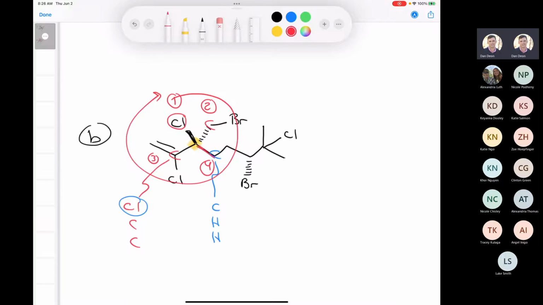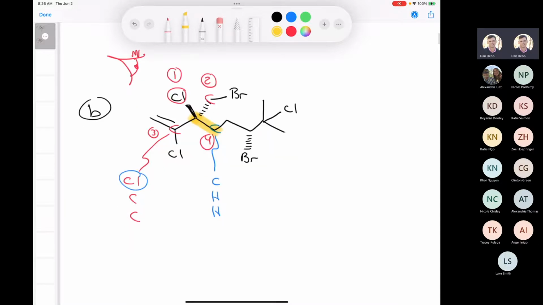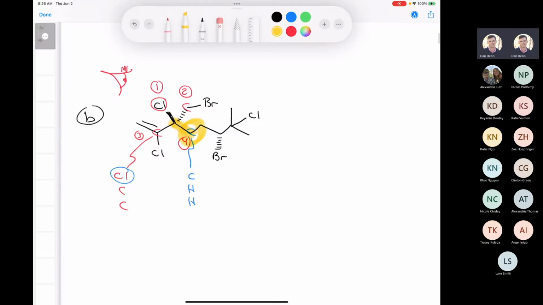It's in the plane. It's going like this. So what I want you to do is something a little bit different. Now what we're going to do is imagine that we're staring at the molecule this way. I want you to imagine you're looking down this carbon-carbon bond, and that way the lowest priority group would be behind you. This carbon would be in the back. This carbon would be in the front.